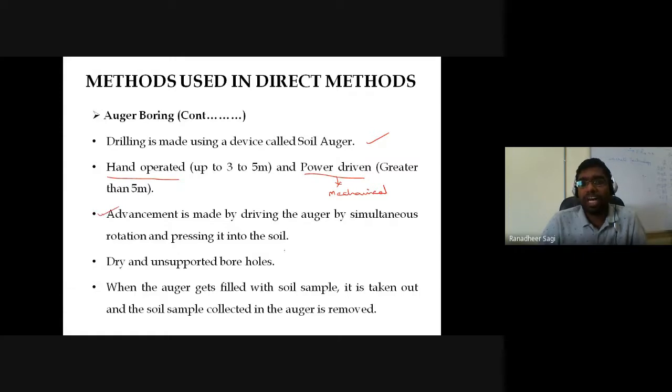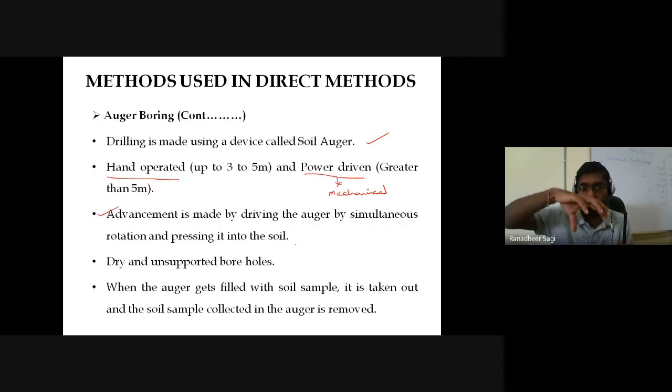Advancement is made by driving the auger by simultaneous rotation and pressing it into the soil. Once you start rotating, the soil which is in contact with the auger gets sheared, and while pressing it, that sheared soil will enter the hollow portion available between the cutting blades, so that the soil can be taken out, removed, and you can further extend your borehole into the ground.